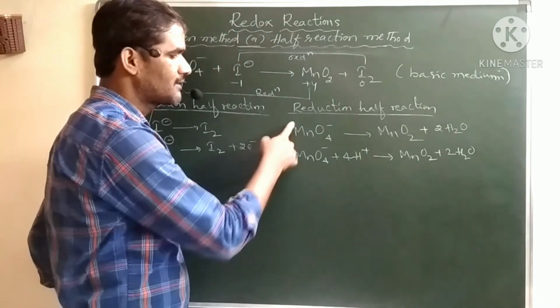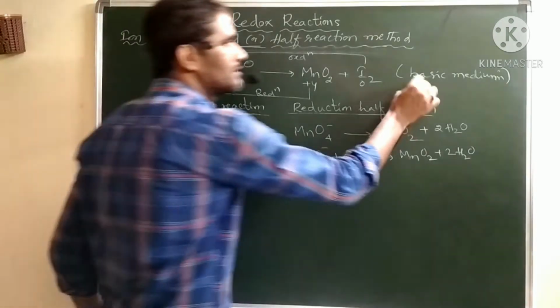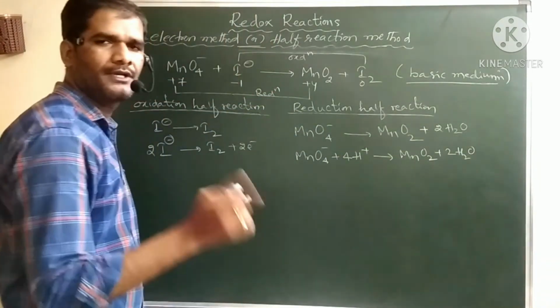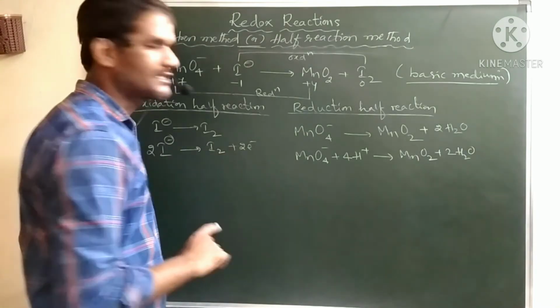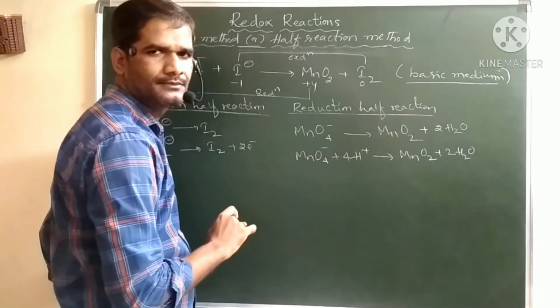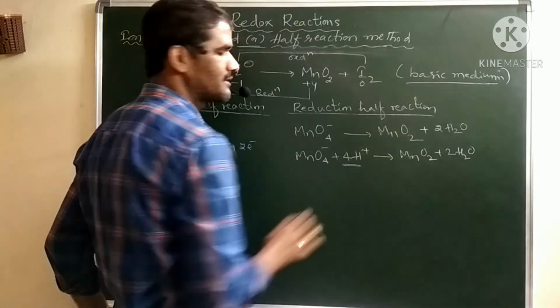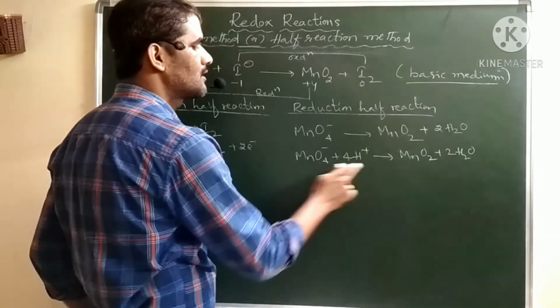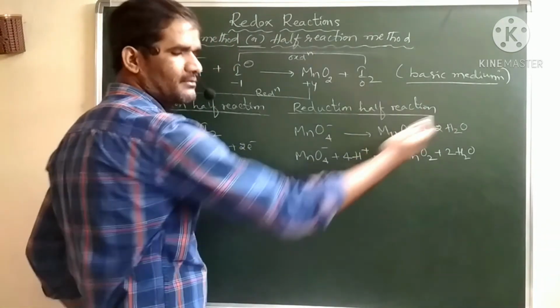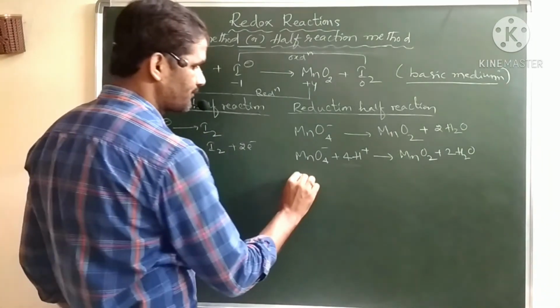If it is acidic medium, this is over. But the question is in basic medium, so we need one more extra step. That is, now we have to add OH minus. How many? Equal to the number of H plus present here. 4 H plus are there, so we have to add 4 OH minus to both sides of the reaction.